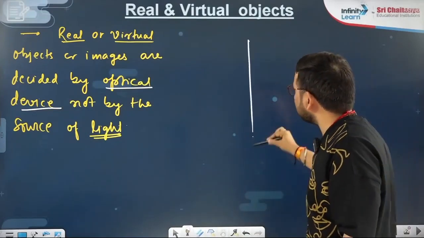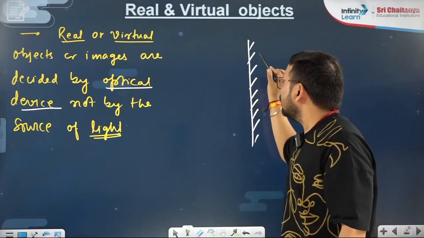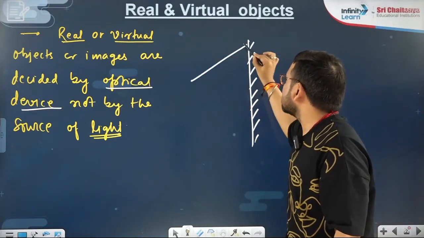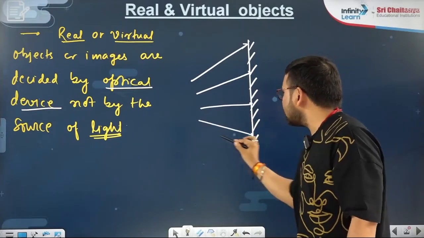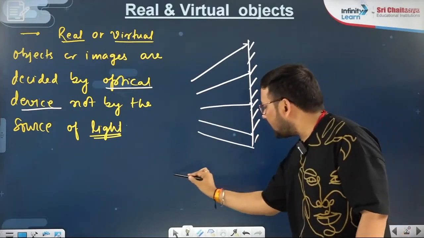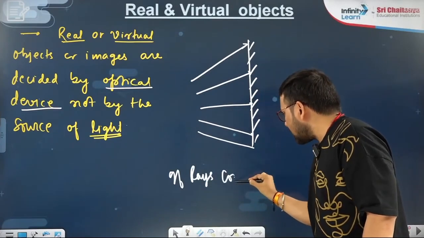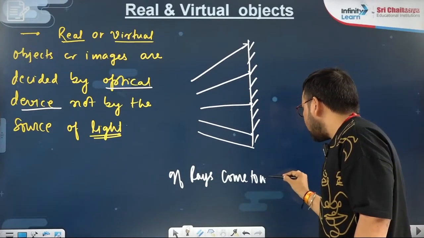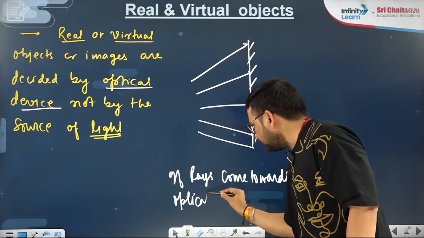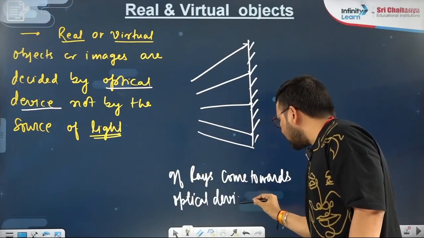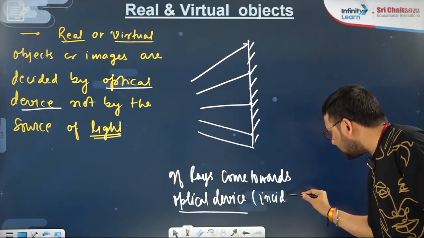Okay, what I mean to say, see one example. Suppose I am taking a plane mirror. This is the plane mirror. On this plane mirror, light rays are falling, and these light rays are falling diverging. If rays come towards the optical device, this phenomenon is called incidence.